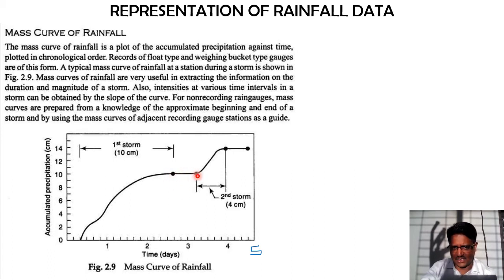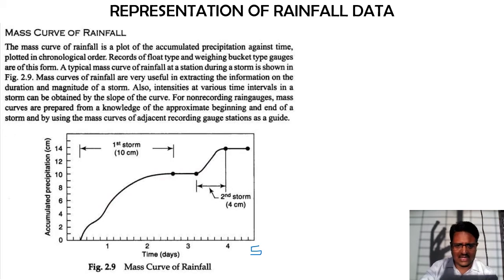Horizontal lines in any of the mass curves indicate a no-rainfall time duration. Horizontal lines in the rainfall mass curve give you the no-rainfall time period. Once the rainfall starts again, the value will rise up again, and when the rainfall stops again, it is going to become horizontal. Now let us check out what these slopes actually mean.